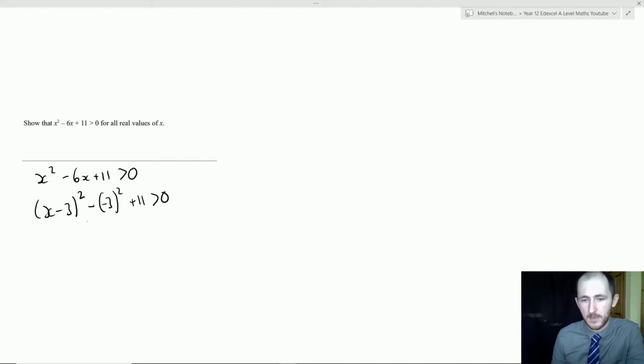So now we can start simplifying. Minus 3 squared is 9. Make it a negative, so it's minus 9 plus 11 greater than 0.